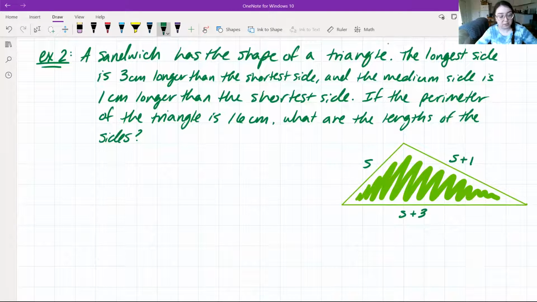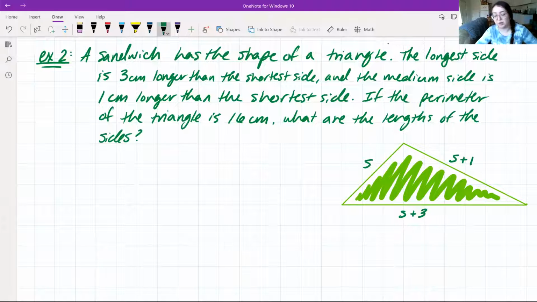So for example 2, a sandwich has the shape of a triangle. Well, technically half of the sandwich. But we're going to say the sandwich has the shape of a triangle. The longest side is 3 centimeters longer than the shortest side, and the medium side is 1 centimeter longer than the shortest side. If the perimeter of the triangle is 16 centimeters, what are the lengths of the sides?